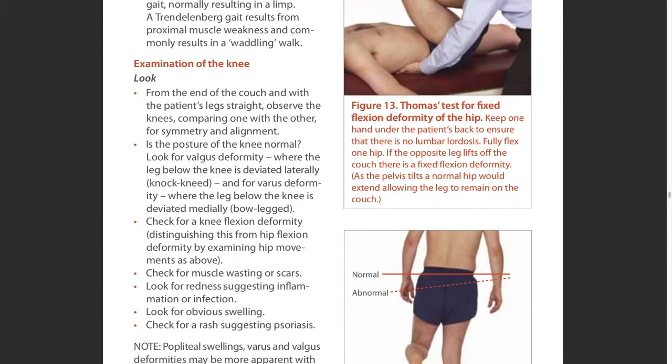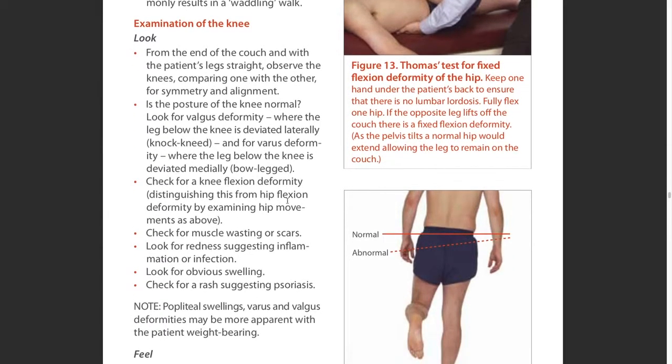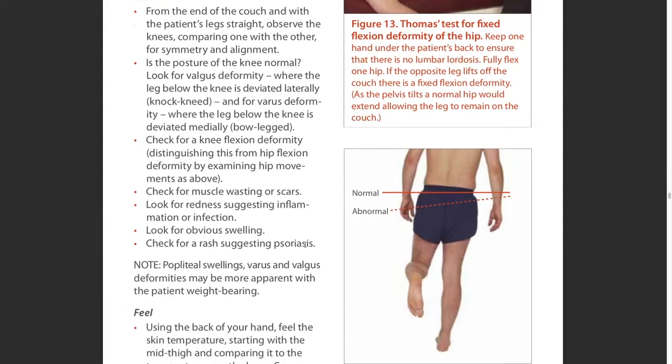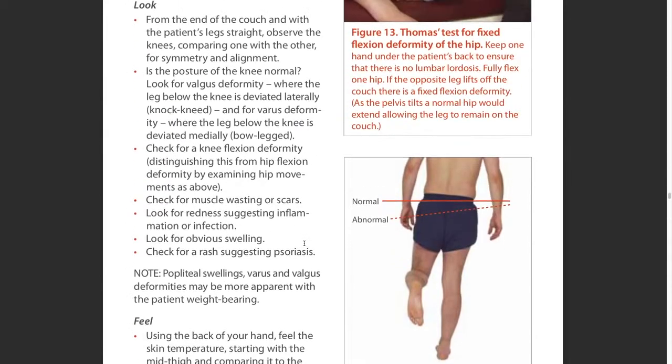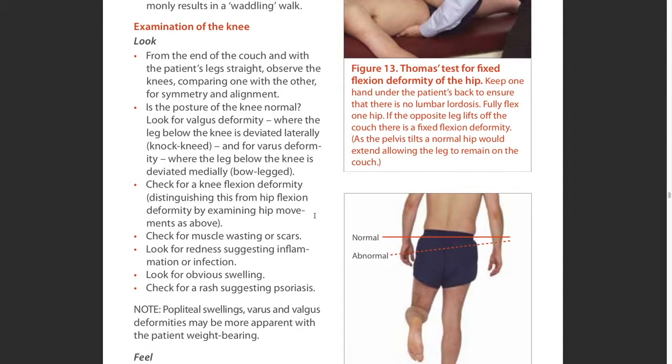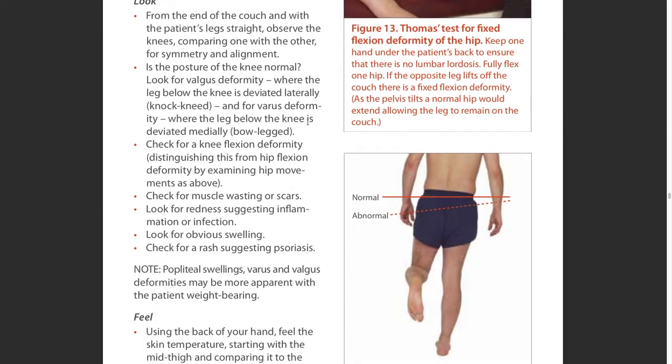Okay, so when he's standing, you can look for all these other things as well. Knee flexion deformity, muscle wasting or scars, look for redness and inflammation, look for obvious swelling, and then you can ask them to go to the couch and you can look from the end of the couch. Okay, so that's look and function test covered.